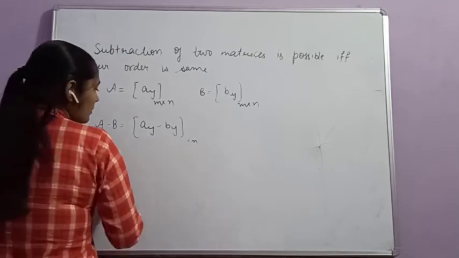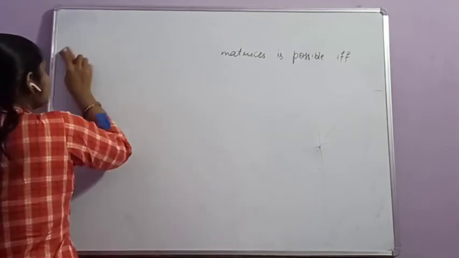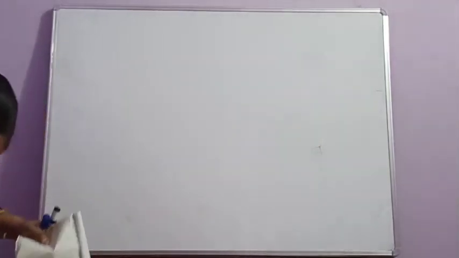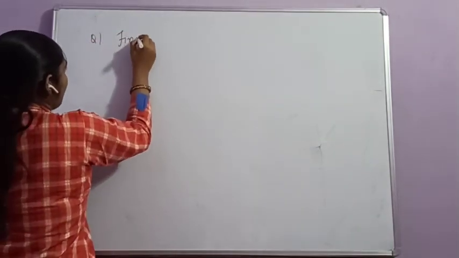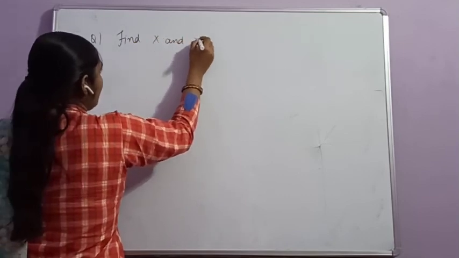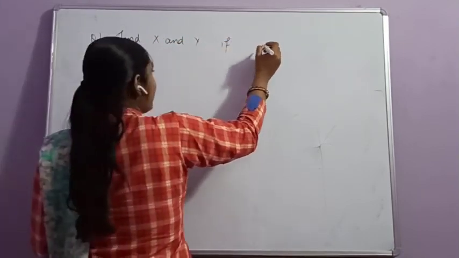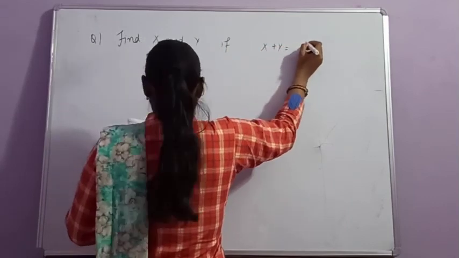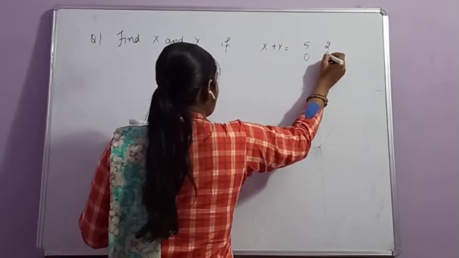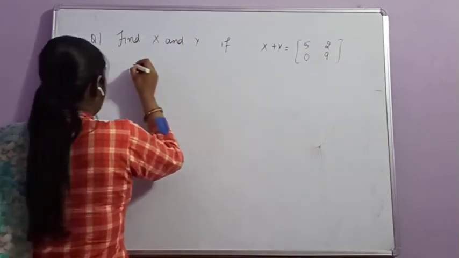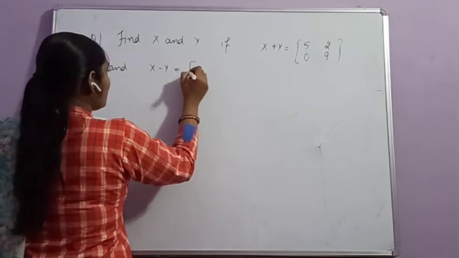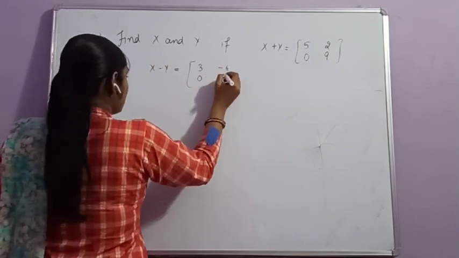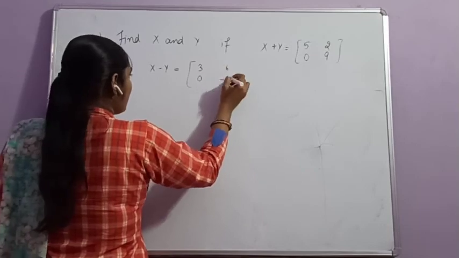You have to solve the question in your notebooks and write the answer in the comment box. Question is, find X and Y if X plus Y is equal to [5, 0; 2, 9] and X minus Y is equal to [3, 0; -6, 1].